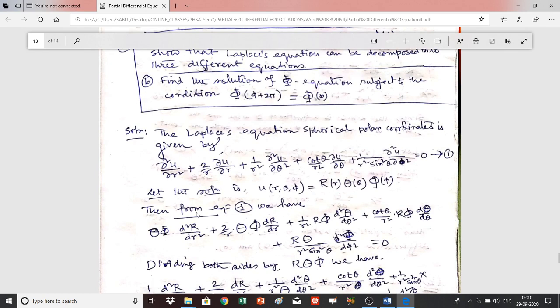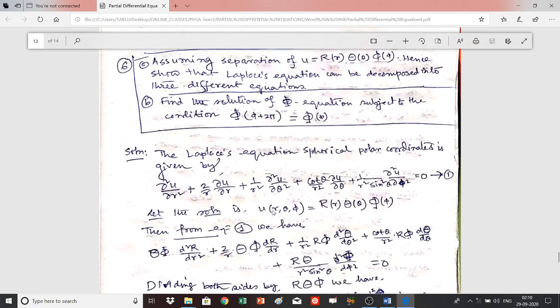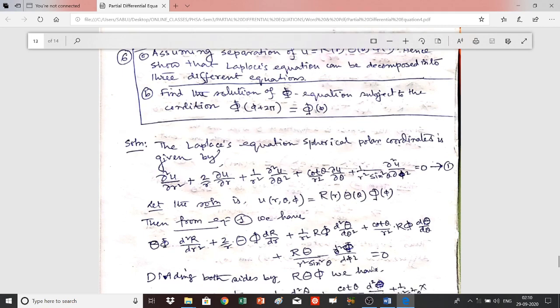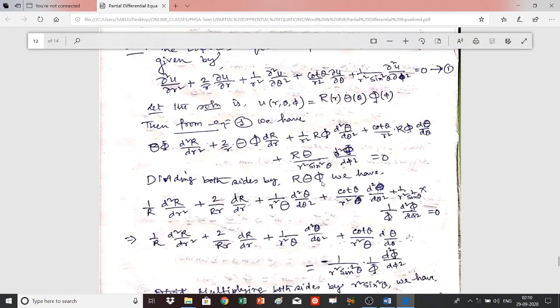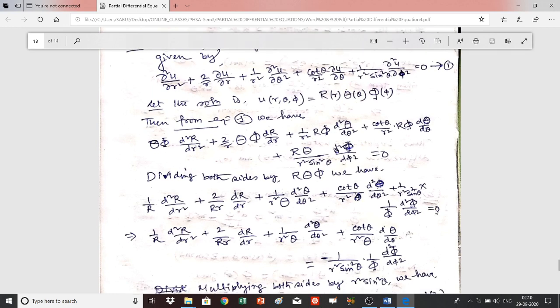Now from equation 1, just substitute the values of ∂²u/∂r², ∂u/∂r, and all the partial derivatives, that will lead you to Θ Φ d²R/dr² plus 2/r Θ Φ dR/dr plus 1/r² R Φ d²Θ/dθ² plus cot θ/r² R Φ dΘ/dθ plus R Θ/(r² sin²θ) d²Φ/dφ², that is equal to 0. Now just divide both sides by R Θ Φ, that will give you this expression, that is equal to 0.